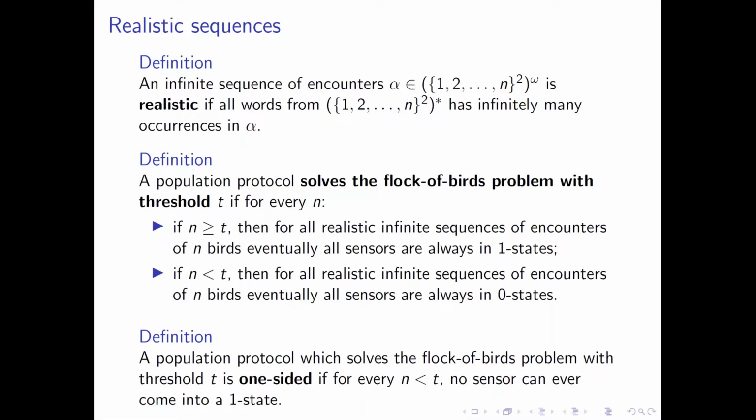And I just wanted to point out that I will be interested in protocols that behave as the protocol from the previous slide. The protocol from the previous slide is such that if n is less than T, then no sensor can ever come into a 1 state, right? And I will call such population protocols one-sided.